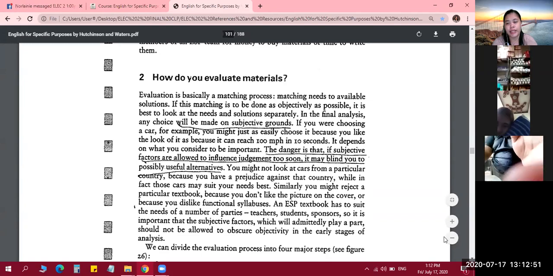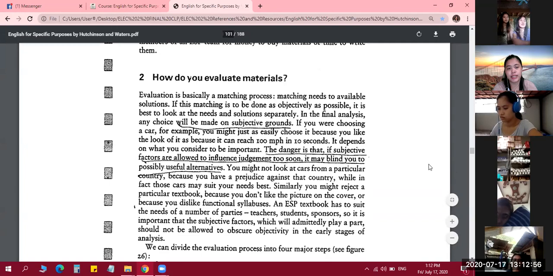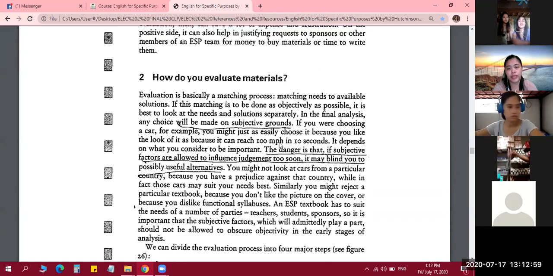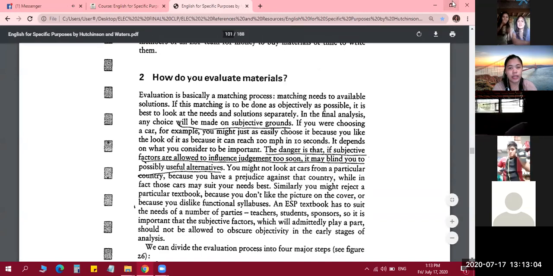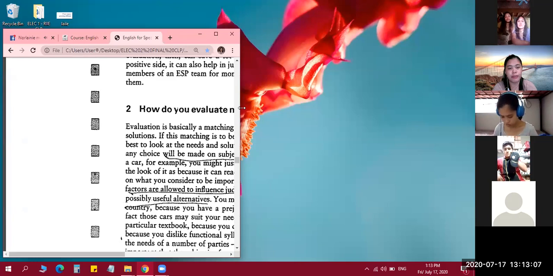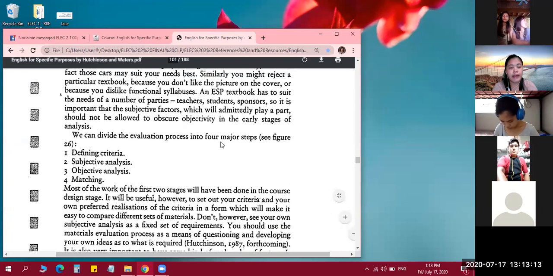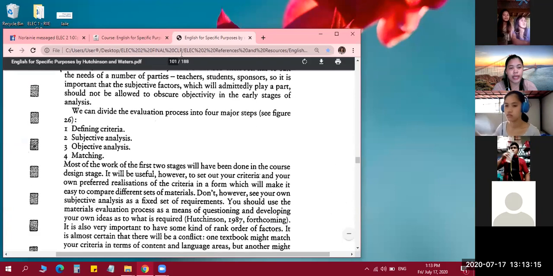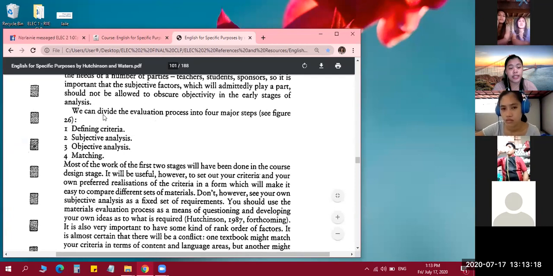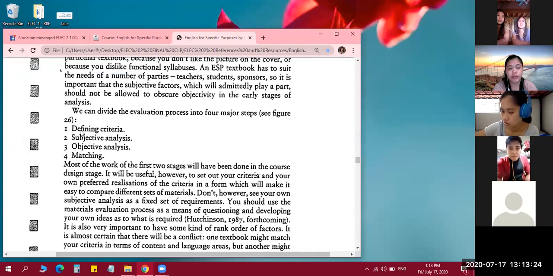It's very important, guys, that you learn how to evaluate materials, since this is where you would recognize the importance of identifying which materials are appropriate to your class or not. Okay, so that is very important. We can divide the evaluation process into 4 steps. Can you see this one? Defining criteria, subjective analysis, objective analysis, and matching.